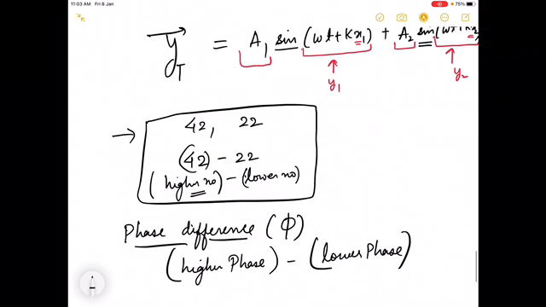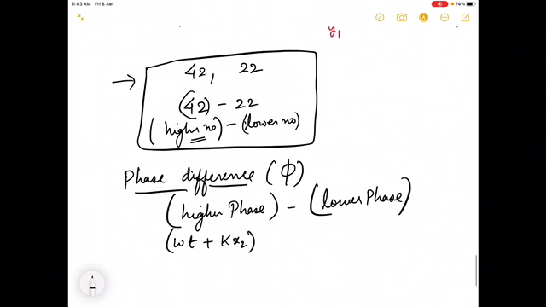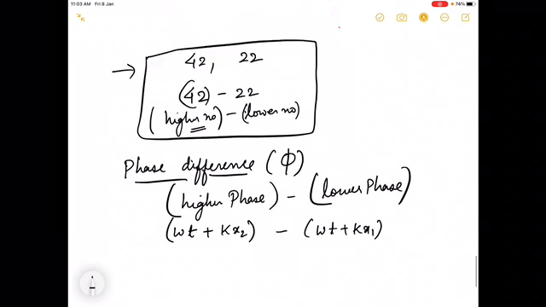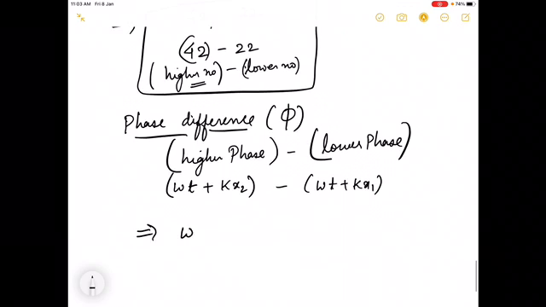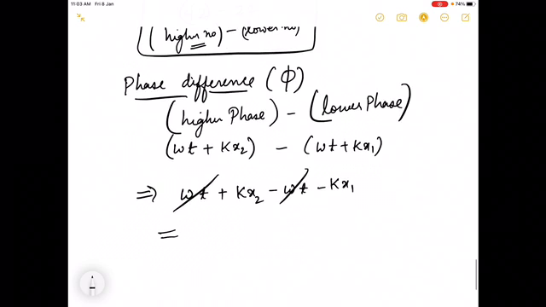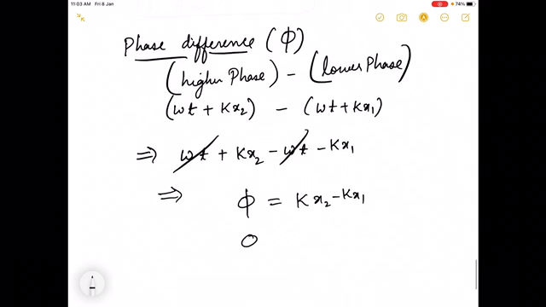So you will simply write the higher phase, which is omega t plus k x2, minus omega t plus k x1, right? I hope everybody agrees with me. This can be further written as omega t plus k x2 minus omega t minus k x1. Omega t straight away cancels out, and you're left with phi is equal to k times (x2 minus x1).